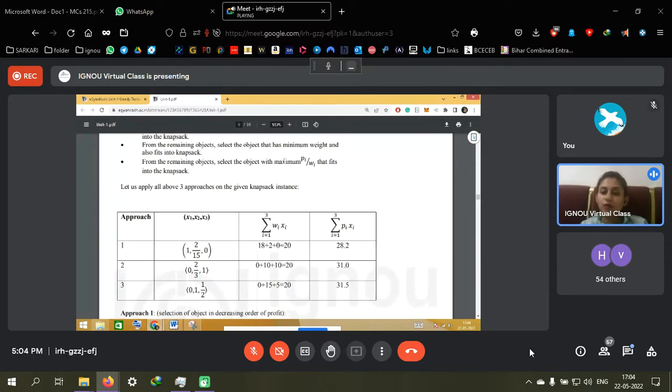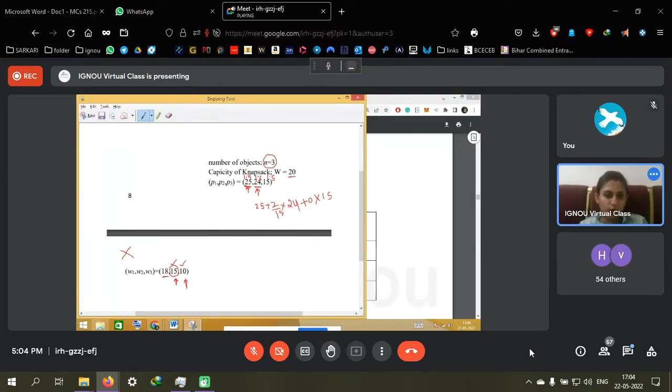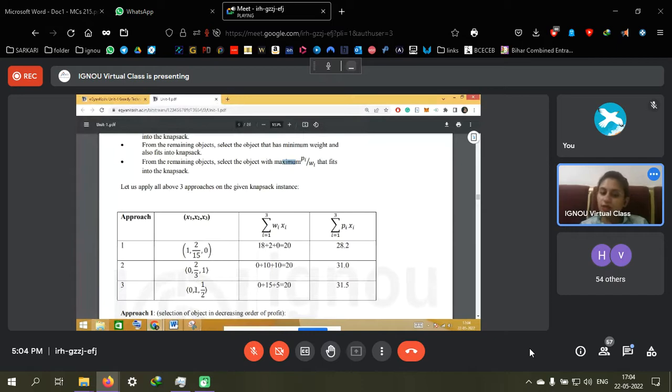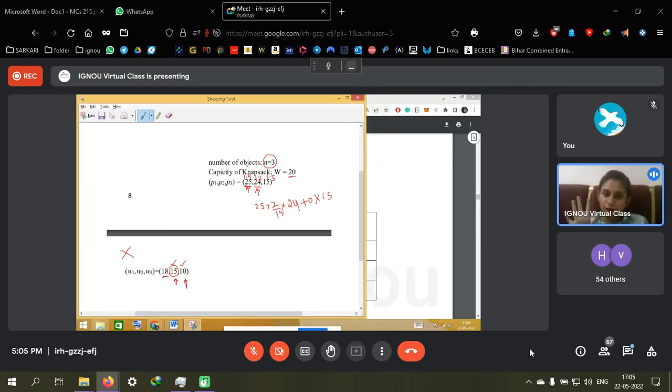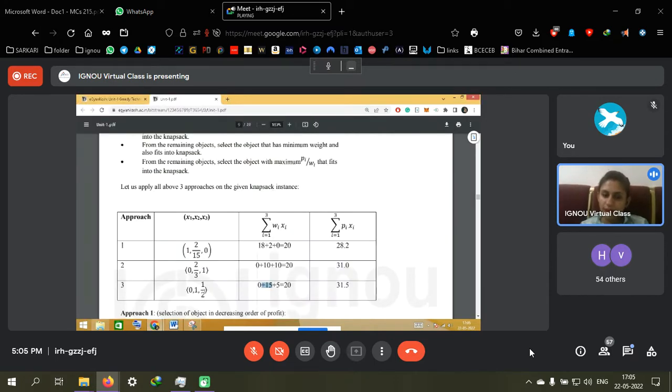So that means I have to take the maximum. Maximum is 1.6. So that's why here we take the complete object. So here it is 15. For the next, we have 5 remaining capacity, and the next maximum is 1.5. So I will take 5 by 10, that is 1 by 2. So the knapsack is complete, and the profit is calculated again similarly. Any problem, any question you can ask.